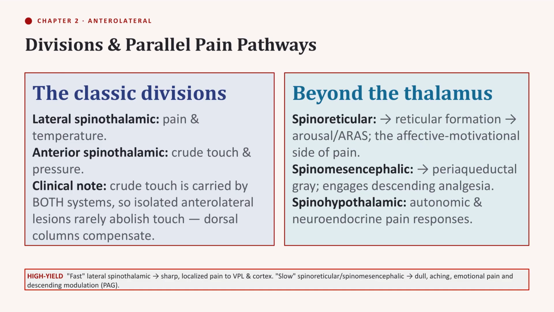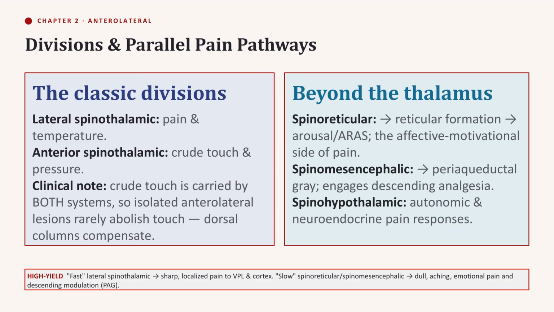And here's a clinical note worth holding. Crude touch is carried by both this system and the dorsal columns, so an isolated anterolateral lesion rarely abolishes touch. The dorsal columns compensate. That's why touch is the unreliable modality for localization, and pain and temperature are the reliable ones. On the right, the pathways that go beyond the thalamus and give pain its other dimensions.